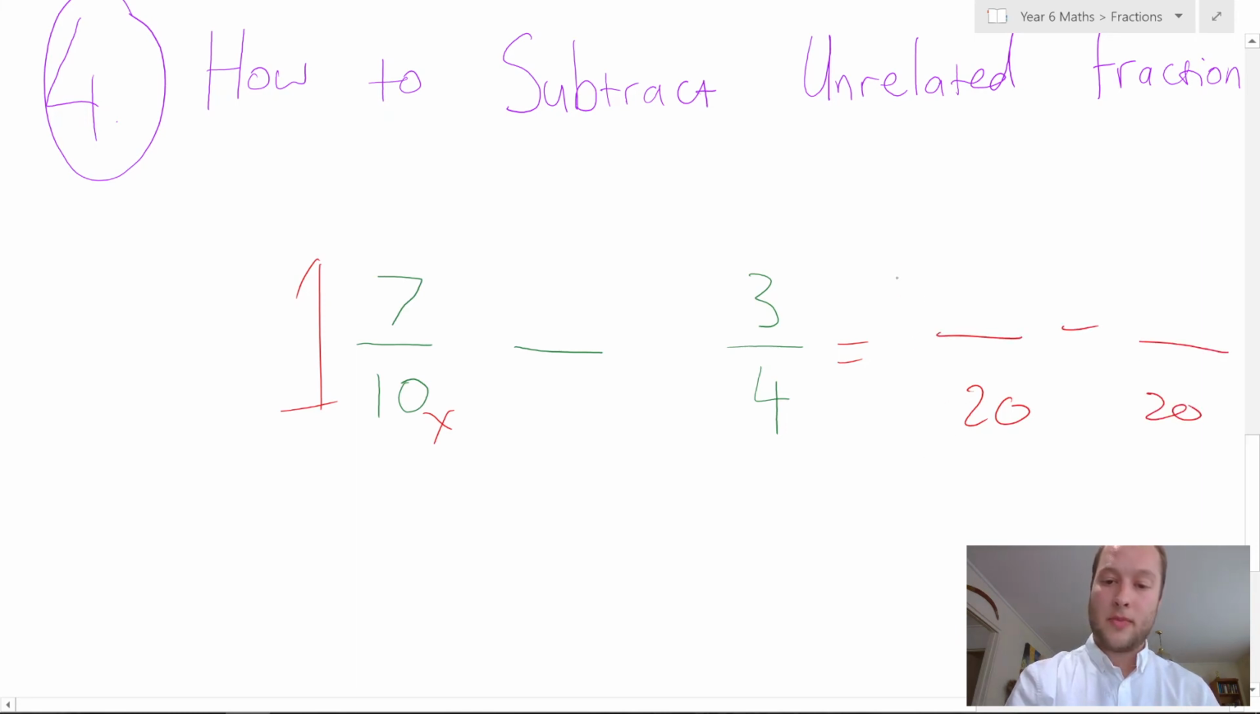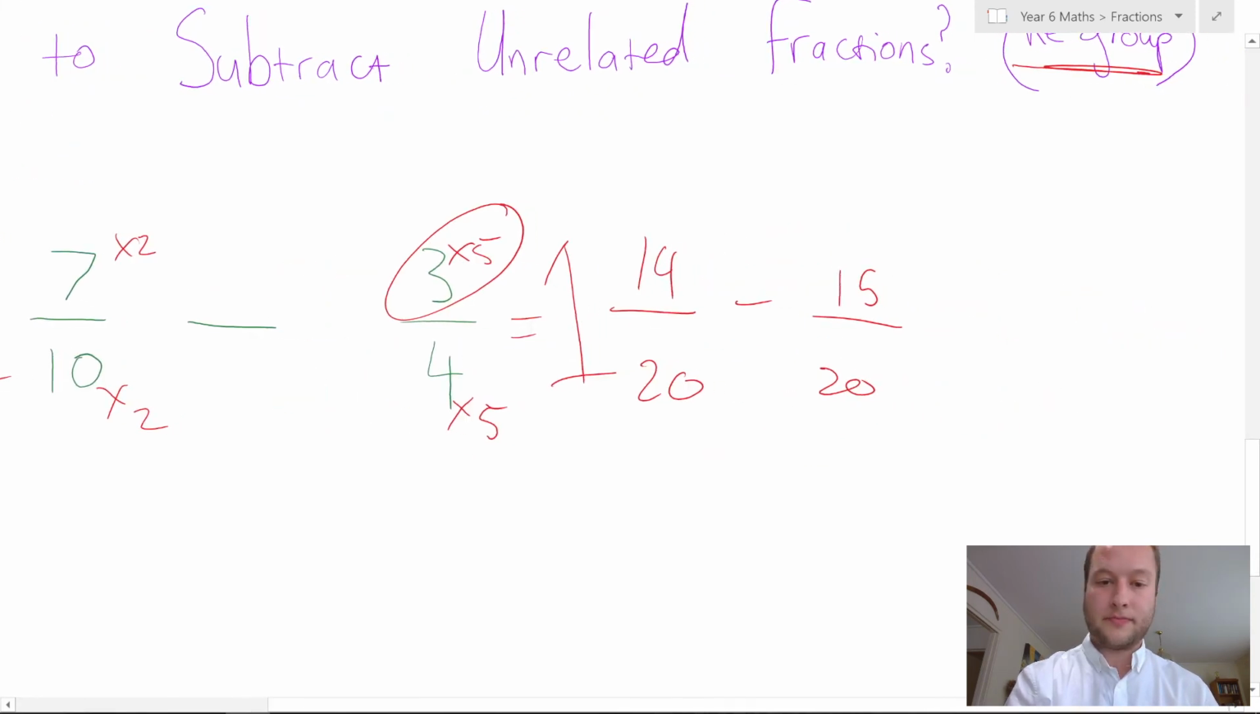So I'm going to go 10 times 2 and 4 times 5. So whatever you do at the bottom, do to the top. 2 times 7 is 14, and I've got 3 times 5 is 15. So I've got 1 and 14/20 take away 15/20. Well, the bottom numbers are the same, the denominators, so now I just have to subtract the numerators, and we found a problem.